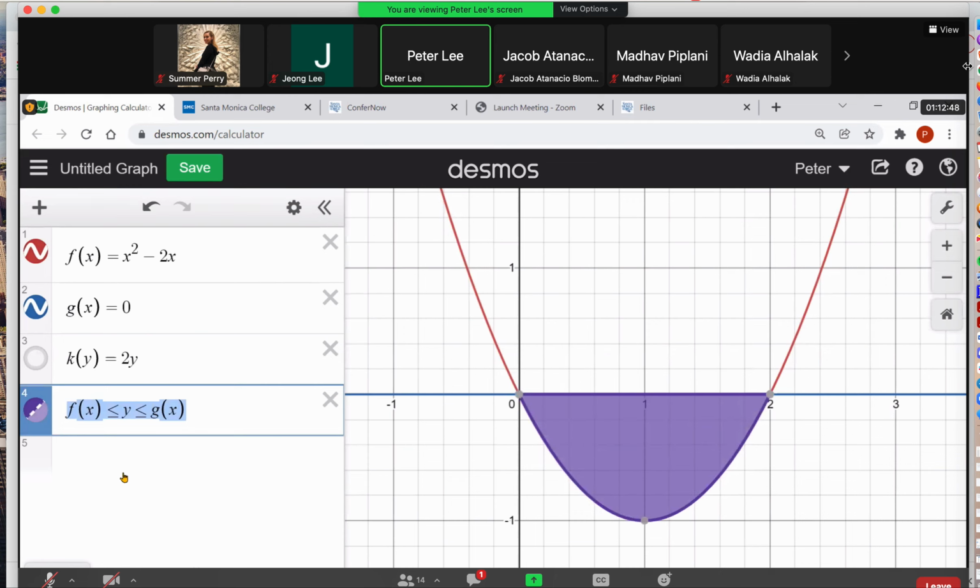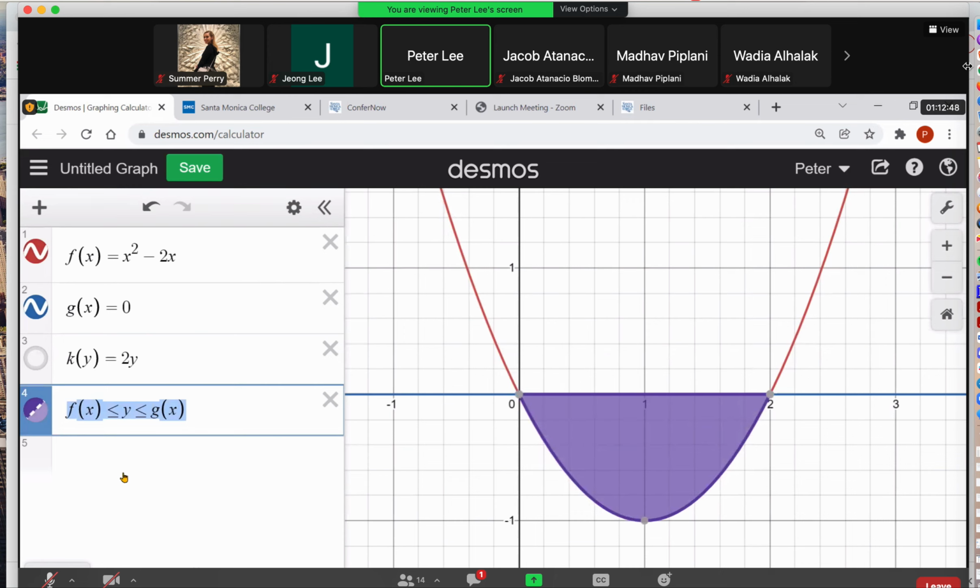I switch the g and switch the f. The calculator will show everything. And so we get this right here, see? So the black region is the region where f of x is the upper boundary, and g of x is the lower boundary. In our case, f of x is x squared minus 2x, and g of x equals 0. That's the x-axis, y equals 0.